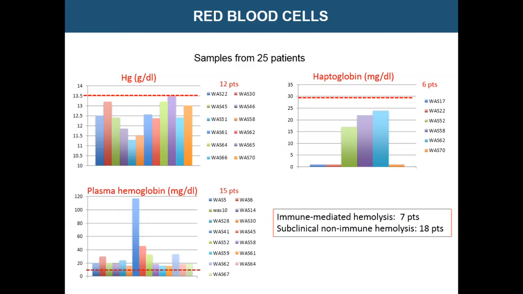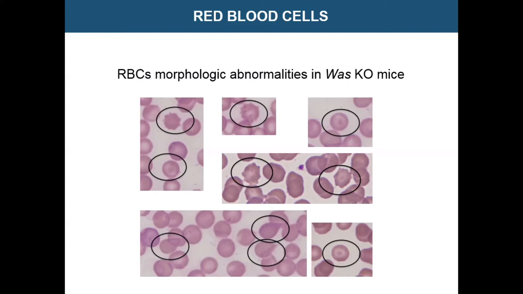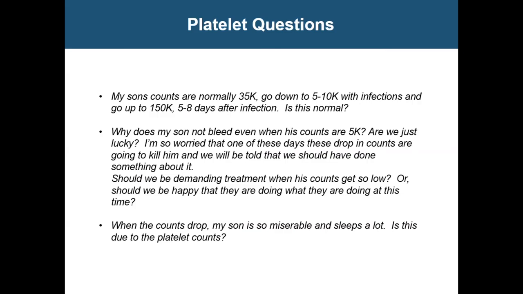These are pictures from the mice with the genetic deletion of the Wiskott gene. As you can see, they also show those abnormalities, and that's good for us on a research basis, because we can try to understand what is the function of WASP in the red blood cells that creates these problems when WASP is missing. So I'm going to go to the questions.